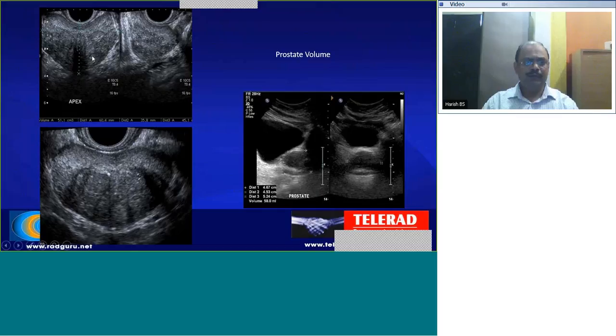Here we see the transrectal ultrasound used for evaluating the volume. As we see, the zonal anatomy, the difference between the peripheral zone and the central zone, is better delineated on the transrectal ultrasound. So it is better for evaluation of focal lesions in the prostate compared to the transabdominal route, which is basically used for evaluation of the prostate volume.